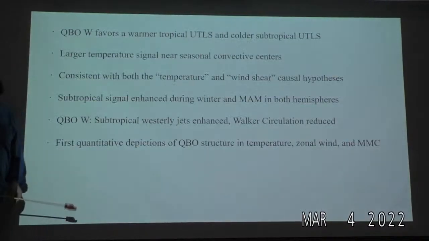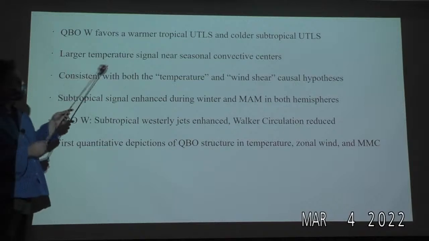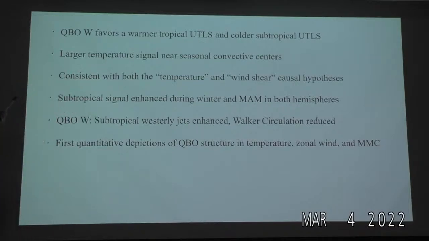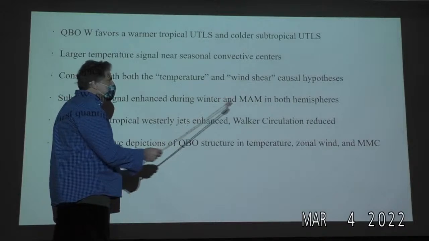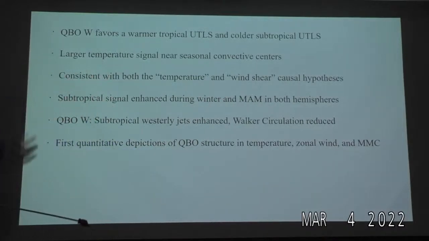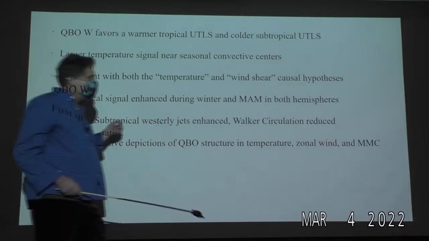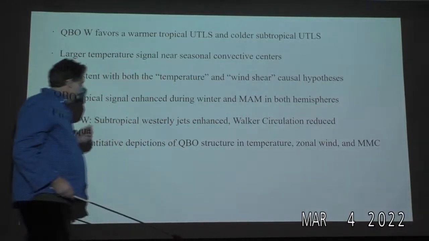Okay, thank you. So just some results. The QBO westerly favors a warmer tropical UTLS and a colder subtropical UTLS. There's a larger temperature signal near seasonal convective centers, which is consistent with both the temperature and wind shear causal hypotheses of the relationship between convection and temperature anomalies. There is a subtropical signal enhancement during the winter and in March, April, May, in both hemispheres. Just to fix ideas, for QBO westerlies, we have enhanced subtropical westerly jets, and the Walker circulation is reduced.